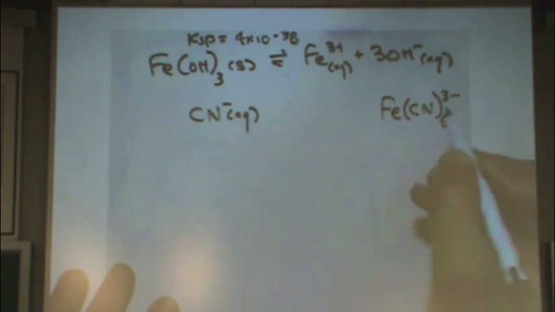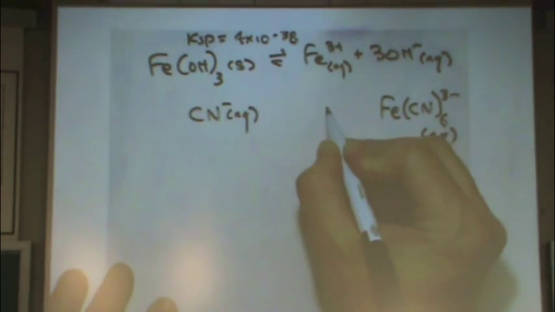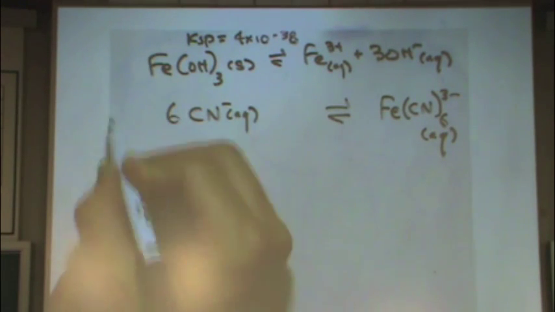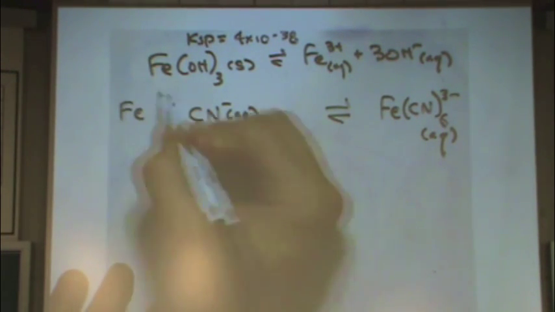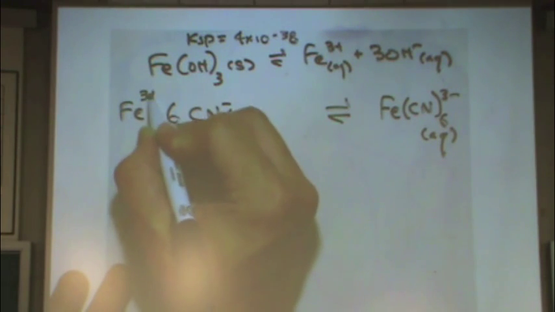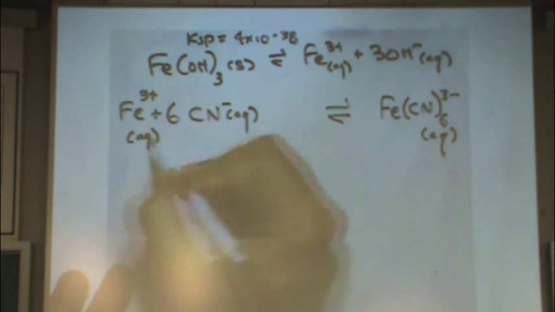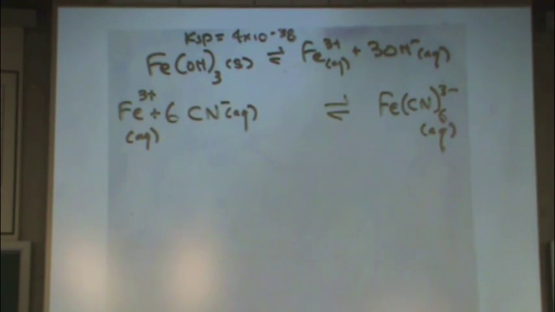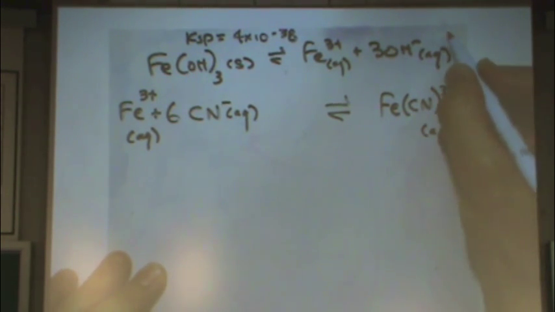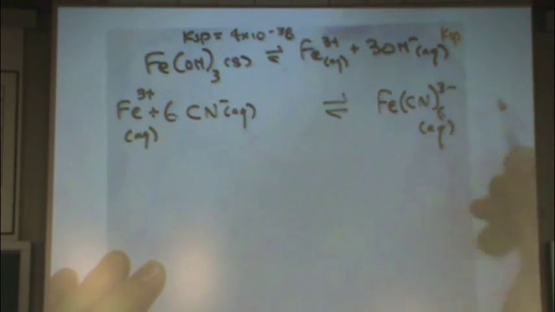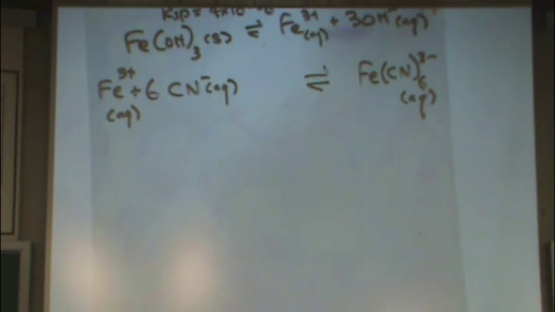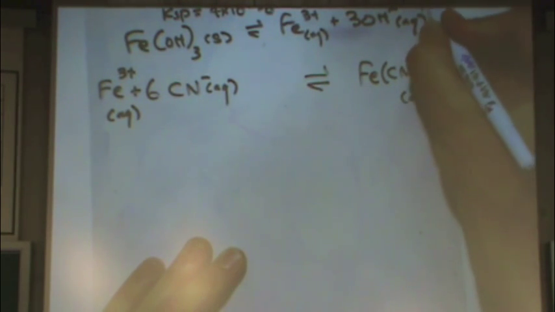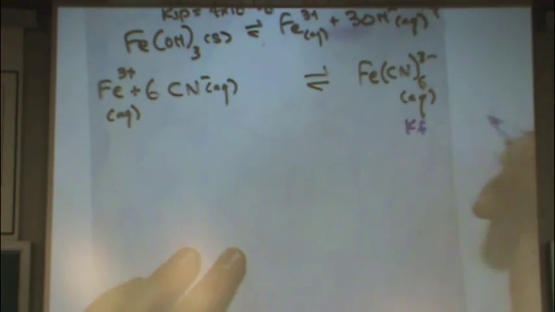Well, you can write the reaction. Say, well, aqueous, 6 of these, and an iron. Okay, so there's our reaction. Given this product, you should be able to write that reaction. This is related now to KF. This is KSP up here. This is KF down there.